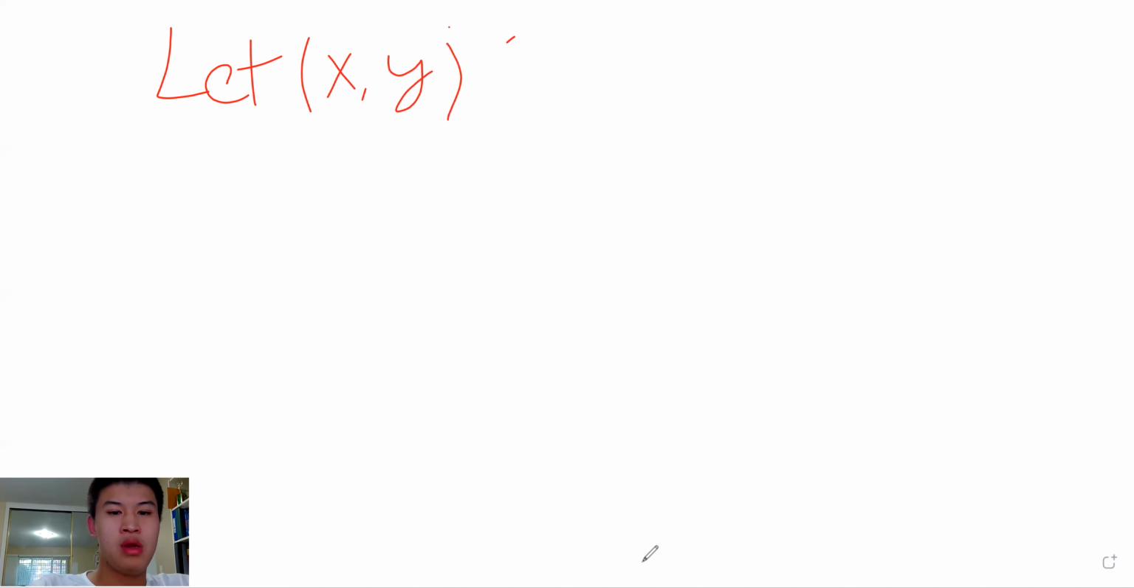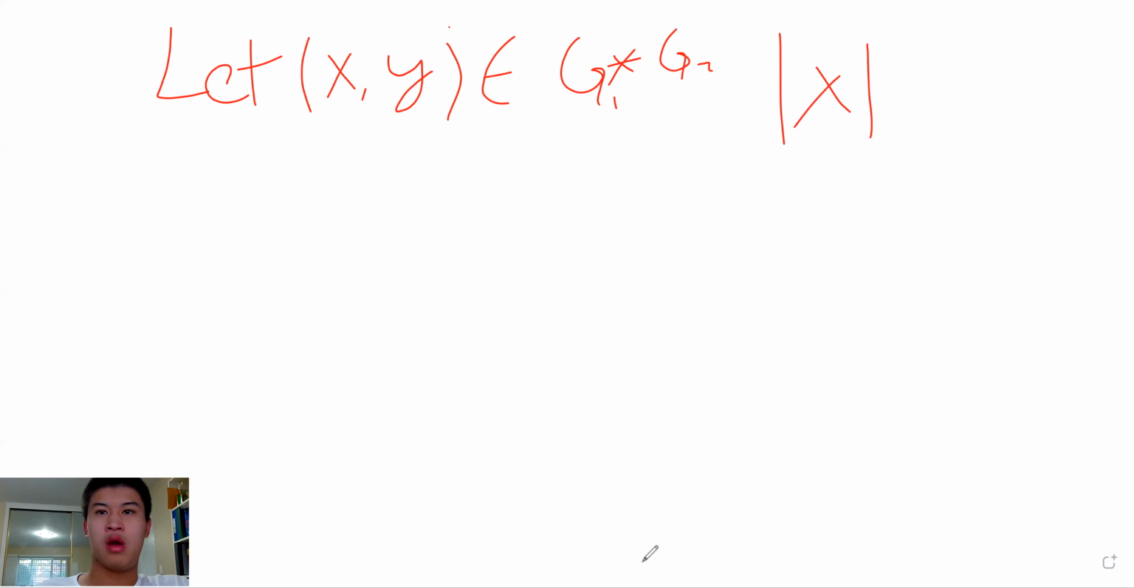Okay, and we also have an interesting fact that we have to prove. Let X and Y be elements in the direct product of G1 and G2. And let's say the order of X will be equal to R, and the order of Y is equal to S.